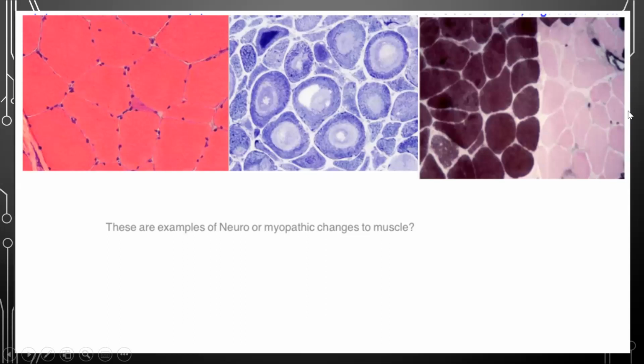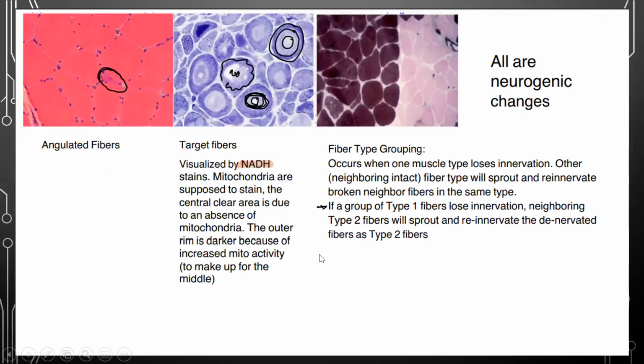Throw your answer in the chat. So these are examples of neuropathic or myopathic changes in muscle. This might be a key image for you guys if you remember this part right here. See if anybody throws their answer in the chat. So all of them are grouping. How had that checkerboard appearance? No guesses? You got a 50% chance. I like 50%. Myopathic. Nice try, Jordan. These are all neuropathic changes.